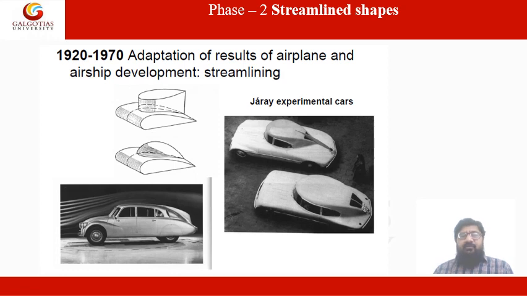The second most important phase, streamlined shapes, of the aerodynamic development of cars began from 1920. This was the age of experimental cars, where the airfoil design of wings was implemented over the car design. So you can see in the picture, the top of the car looked like an aerofoil.